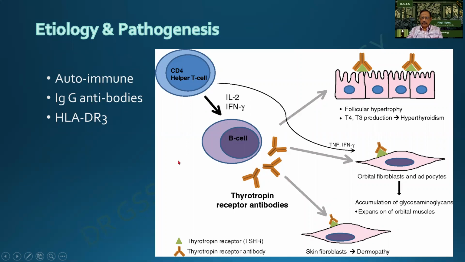This particular diagram I would like you people to follow. It is quite simple. There are the CD4 helper T cells, and they lead to the production of B cells, from which there can be plasma cells later on, and then there will be the production of antibodies. These antibodies can act against the thyroid follicular cells, or against the orbital fibroblasts, or against the skin fibroblasts. That is why you are having changes in the thyroid as well as in the eye and the skin. These are the antibodies. I would like you people to kindly go through it.